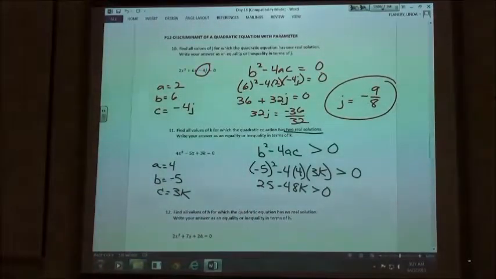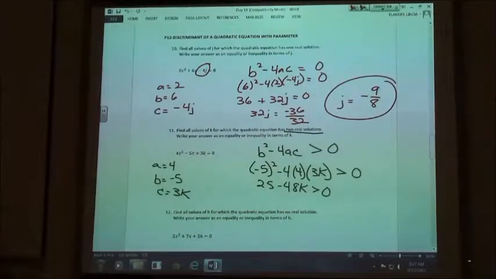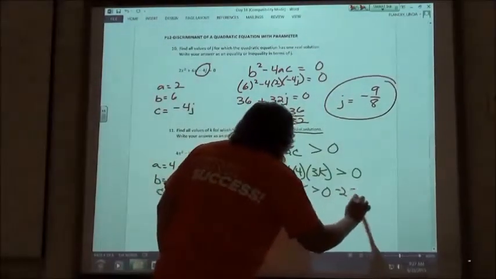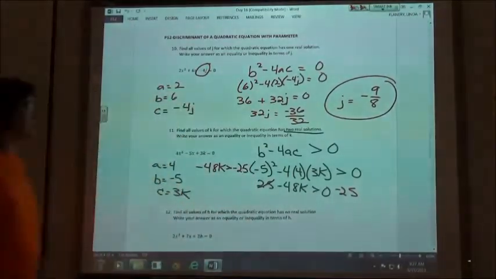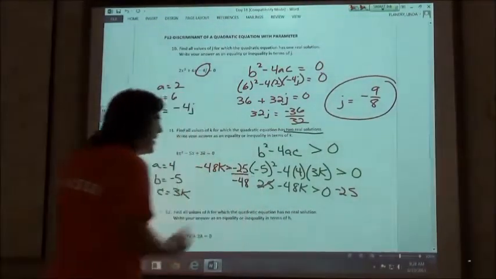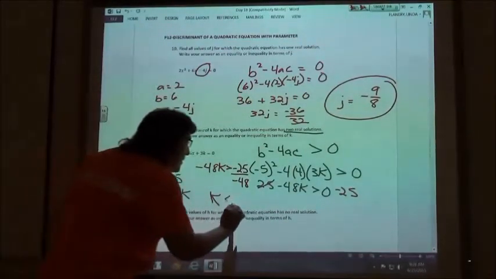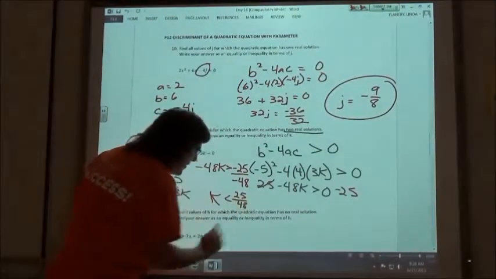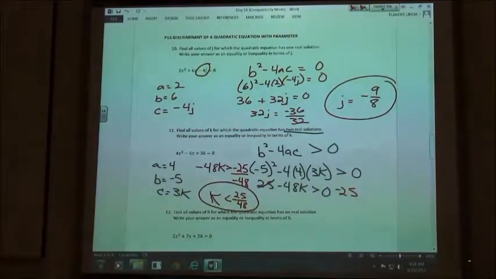Next thing you might want to do is subtract the 25. Sounds good. So negative 48k is greater than negative 25. And then we're going to divide by our negative 48, so we end up with k is less than 25/48. I don't think you can reduce that down, and so that's going to be my answer. So again, if we have an inequality and we divide by a negative, we end up flipping our sign.